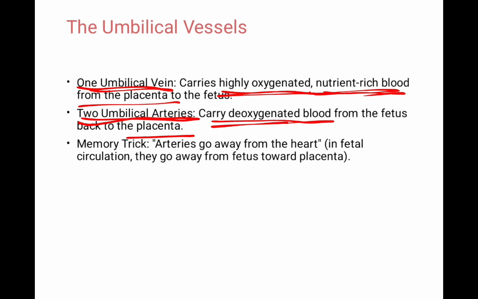So the memory trick is, just look at it this way. Arteries go away from the heart, right? We already know that arteries go away from the heart. So take it that in fetal circulation, they go away from the fetus. Arteries go away from the heart normally in the adult. Take it that in fetus, arteries go away from the fetus towards the placenta. So the two umbilical arteries are carrying deoxygenated blood from the fetus to the placenta, away from the fetus.